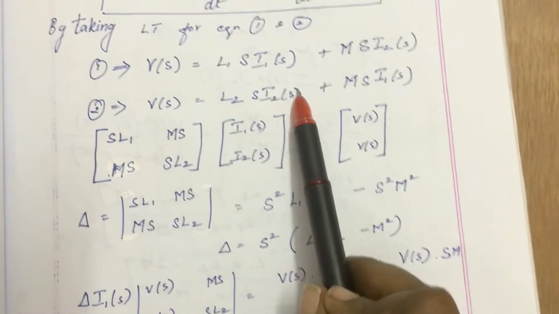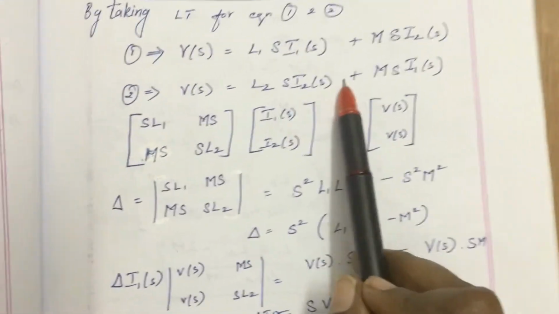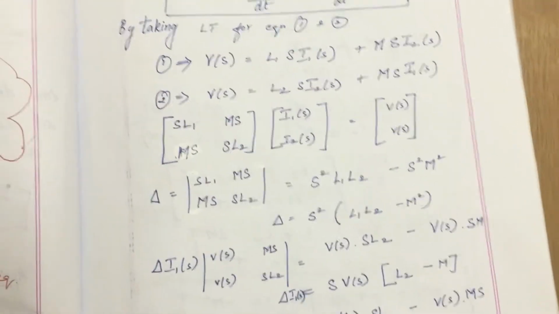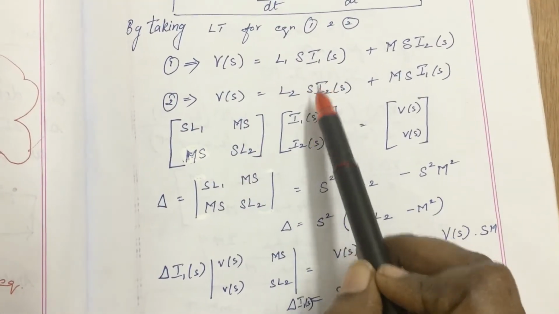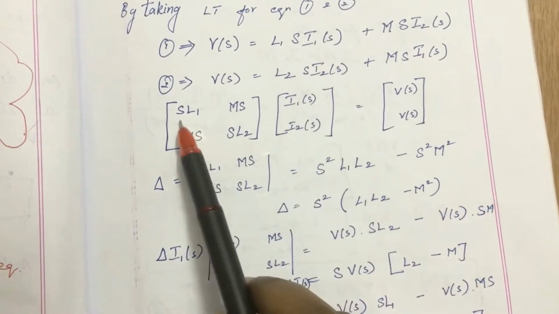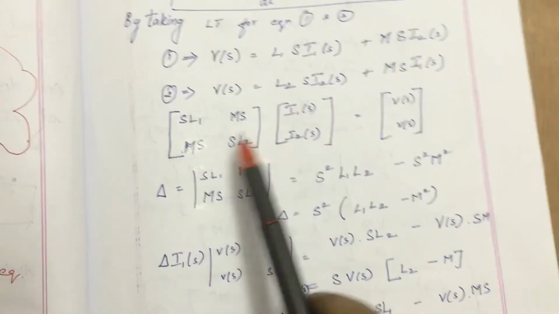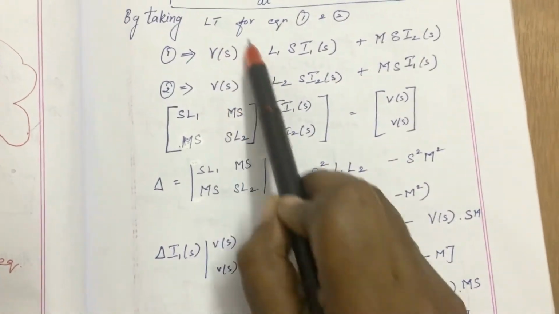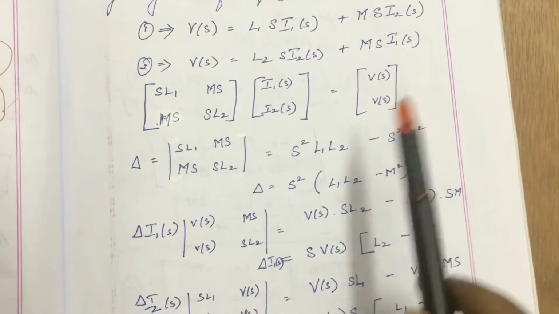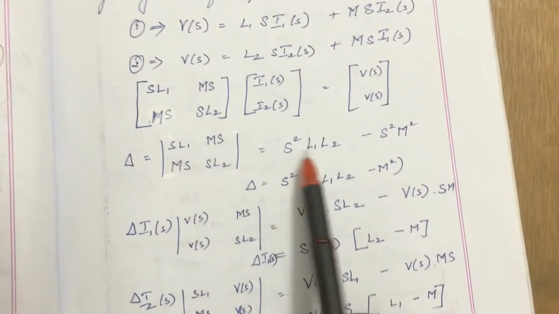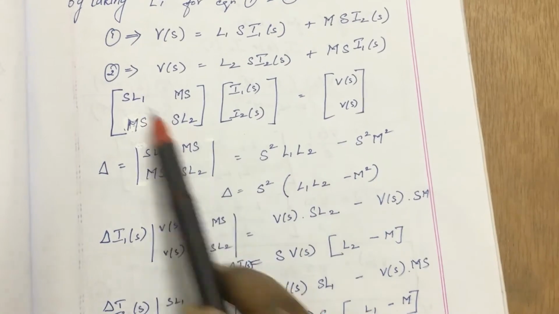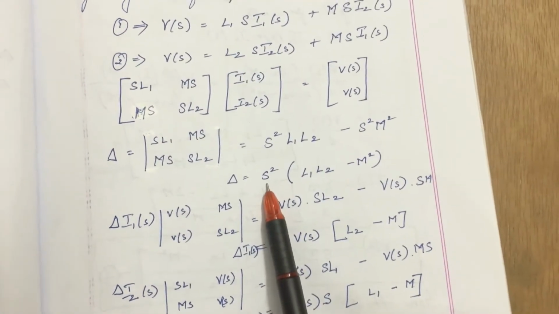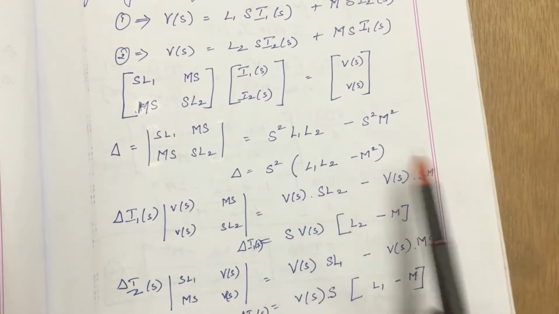After getting these two equations, we write them in matrix form so that it is easy to find the currents I1 and I2 using Cramer's rule. The matrix has L1 S and M S in the first row, M S and L2 S in the second, multiplying I1 of S and I2 of S, and the right hand side is V of S. Taking the determinant, S square L1 L2 minus M square S square, taking S square as common, we get S square times L1 L2 minus M square.